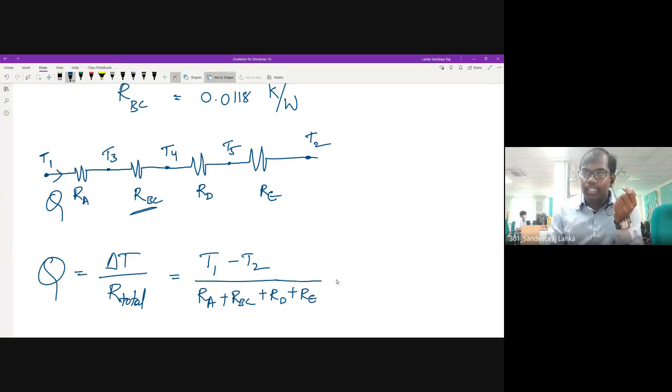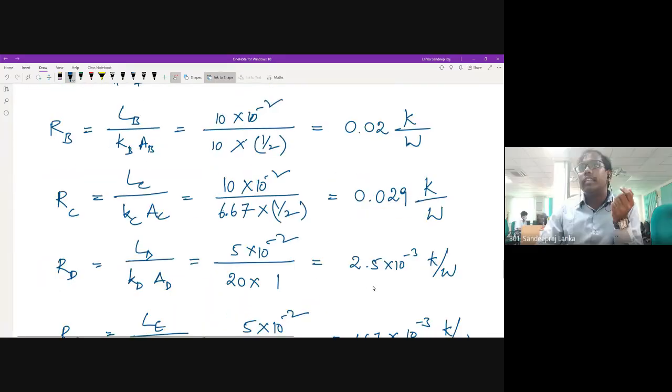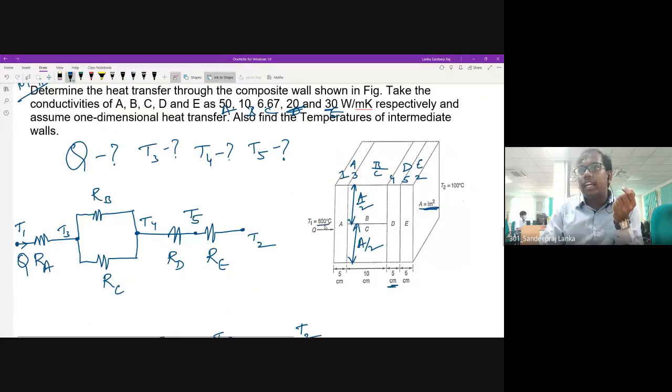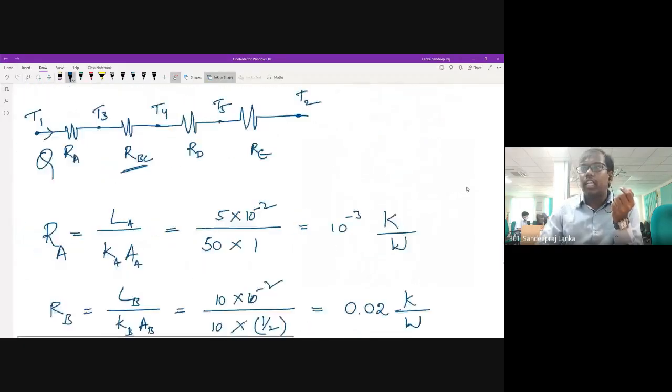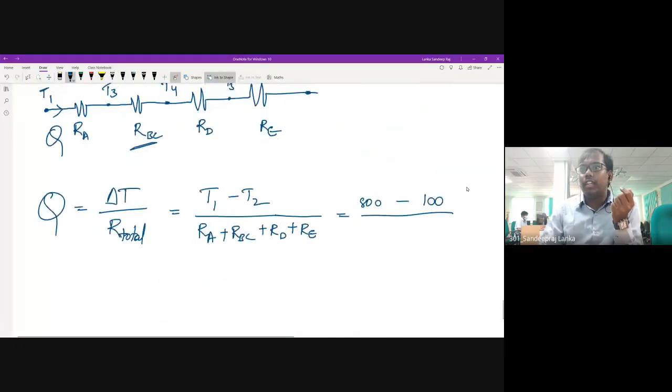So do you know T1? Yes, it is given as 800, minus T2, which is given as 100, by the RA value. Sir, can we change 800 to Kelvin? See, you need not take it in Kelvin here. Even if you take plus 273 here and minus 273 there, both will get cancelled. Whether you take it or not doesn't matter here, because you're taking the difference. So plus 273 minus 273 will get cancelled.